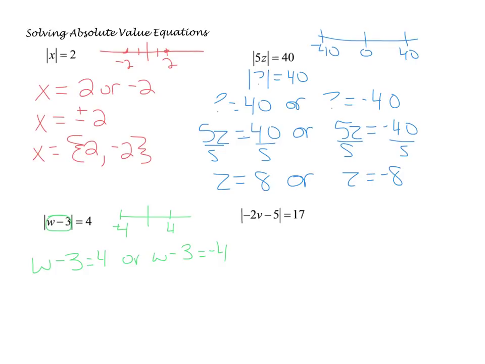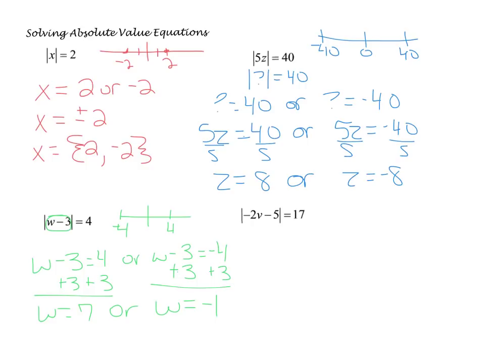W minus 3 equals 4. We're going to add 3 to both sides, and w equals 7. For w minus 3 equals negative 4, we're going to add 3 to both sides, and we get w equals negative 1. So either w equals 7 or w equals negative 1. All right? Same thing for this fourth one.